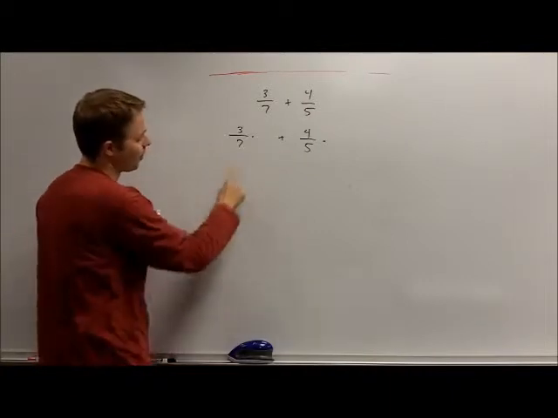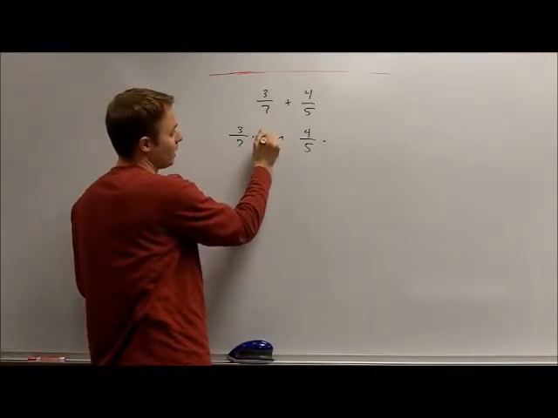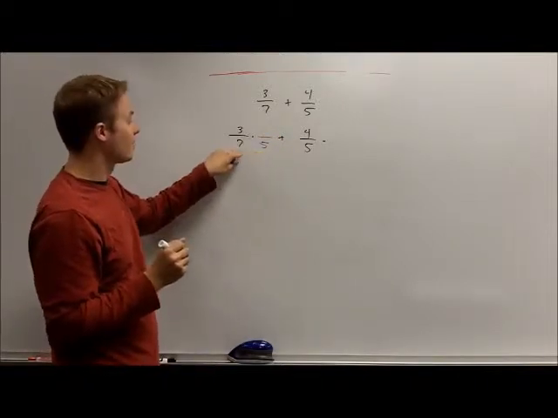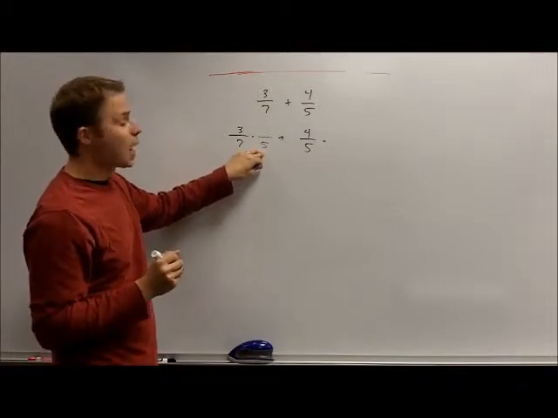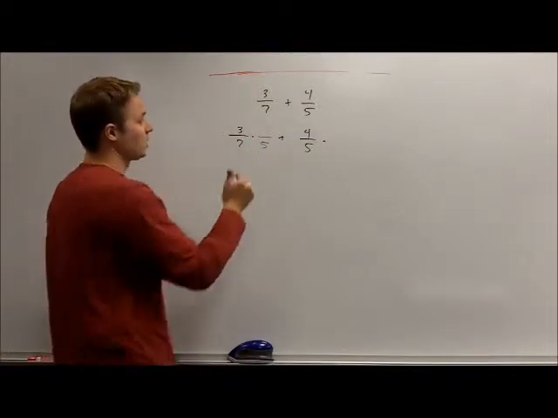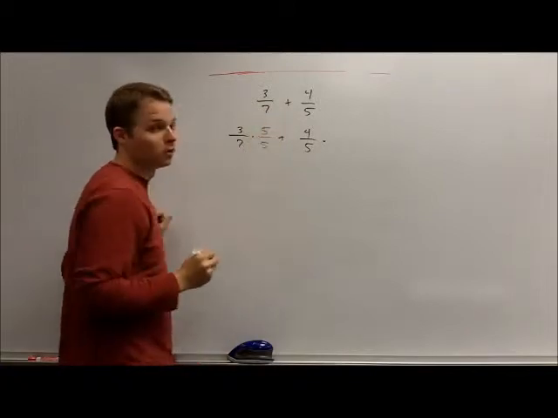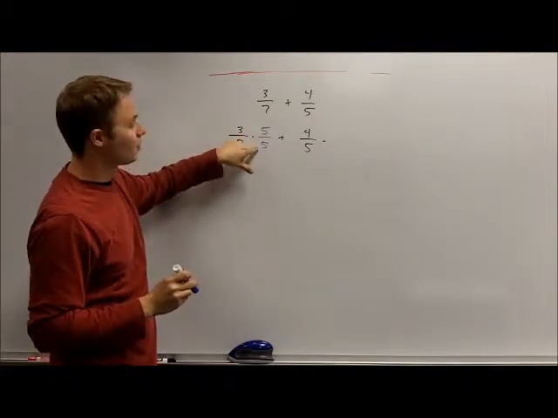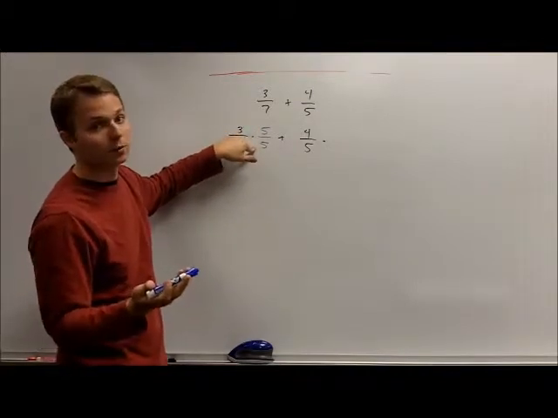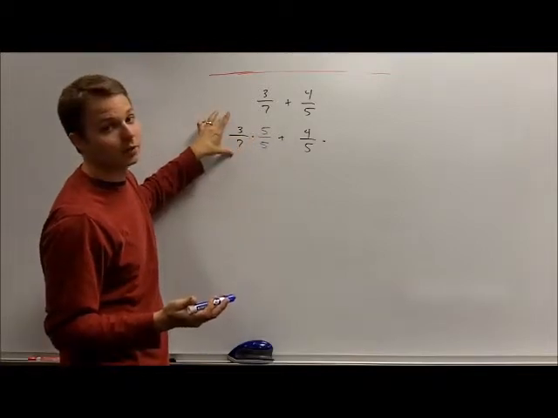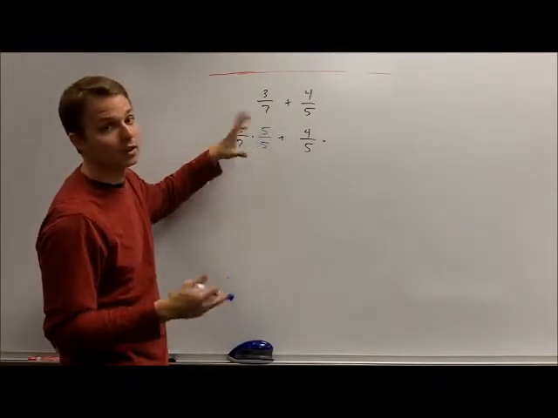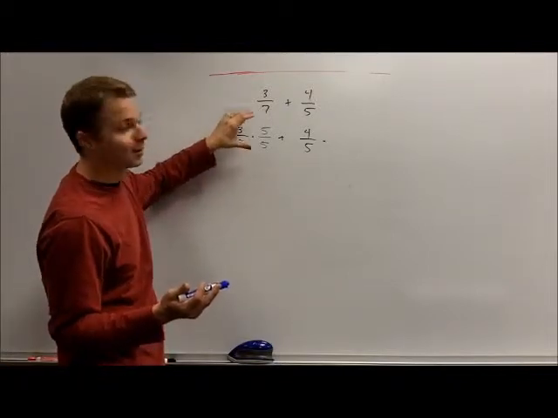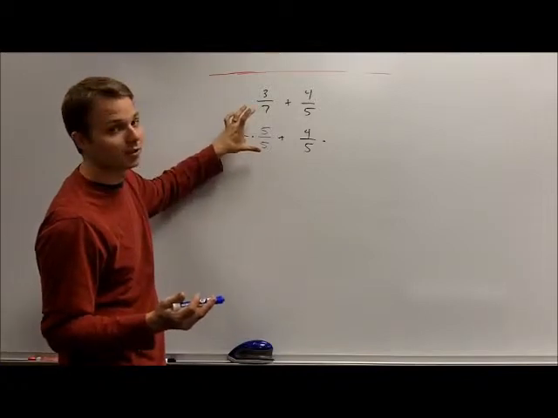So in this case, in order to get a 35 in the denominator, I should multiply it by 5, right? 7 times 5 is 35. However, to make sure that I don't change the value of the fraction, I have to also multiply the numerator by 5. Essentially, when I multiply 3/7 by 5/5, since 5 divided by 5 is equal to 1, I'm not changing the value of this fraction, because if I multiply anything times 1, it doesn't change the value of that number. So technically, I'm multiplying 3/7 by 5/5, but it's really not changing the value of the fraction because we're just multiplying by 1.